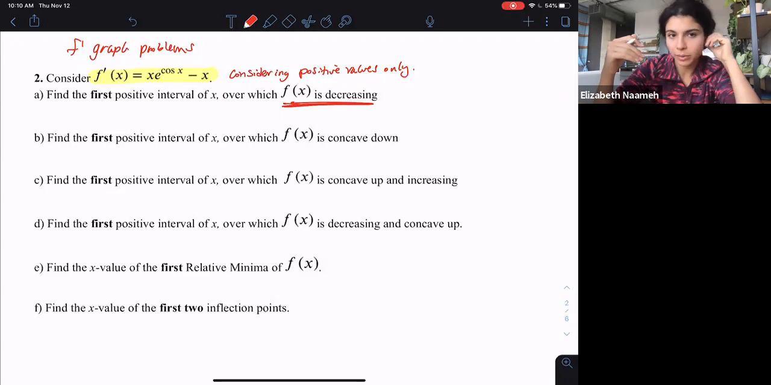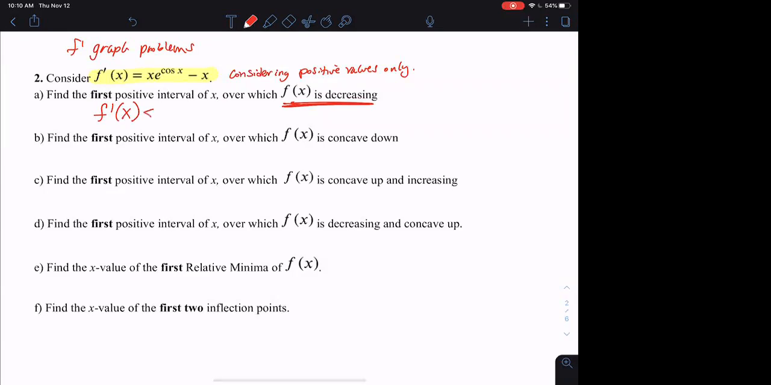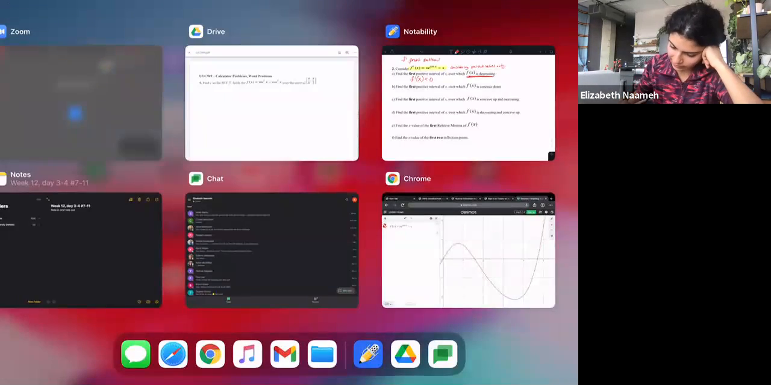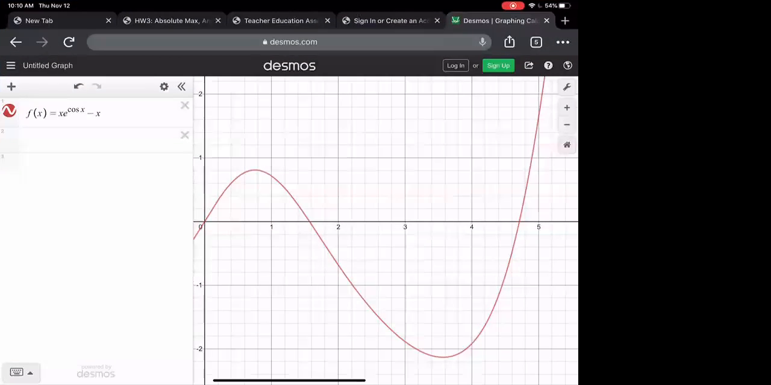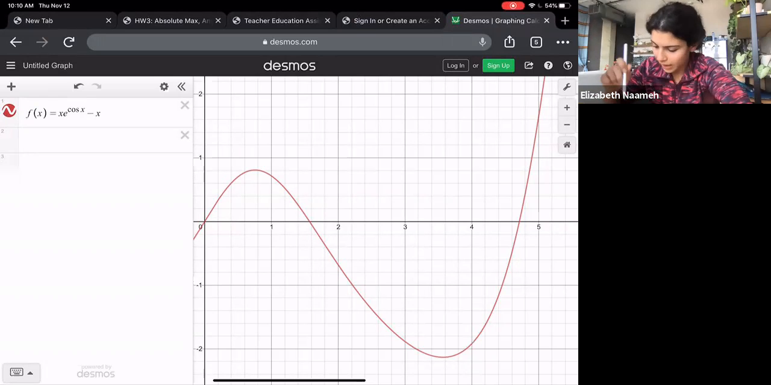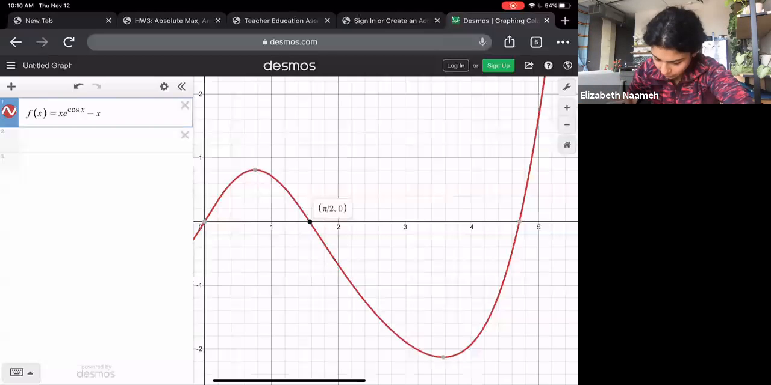So I'm going to ask those people, f of x is decreasing. What does that mean about f prime? Less than 0. I love Michael. He's always prepared. F prime of x is less than 0. So remember, this is the f prime of x graph. Where is it less than 0, meaning below the axis? Below the x-axis, right? So correct, below the x-axis.